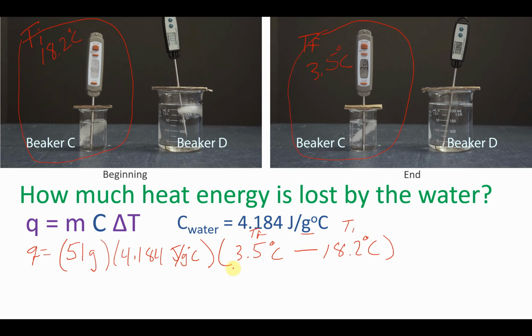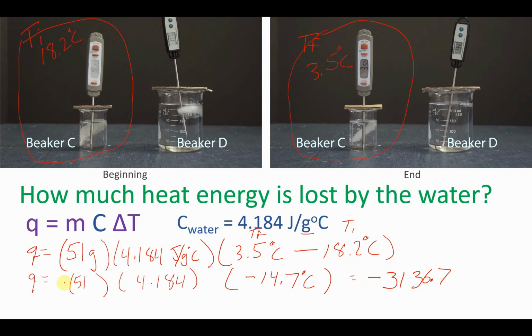I'm going to start by doing the change in temperature part. If I say 3.5 minus 18.2 in my calculator, I get negative 14.7 degrees Celsius, which makes sense to me because the negative's here because it went down in temperature. It started at 18, it went down to 3.5. Now if I calculate the rest of it, I get negative 3,136.7. Let's put in the 0.7 for good measure.